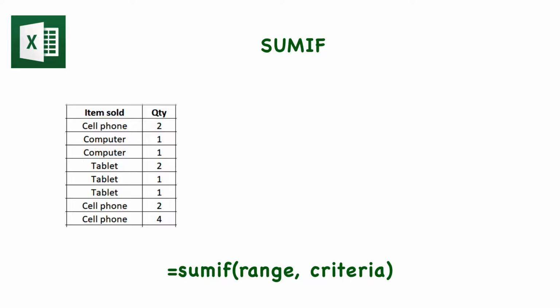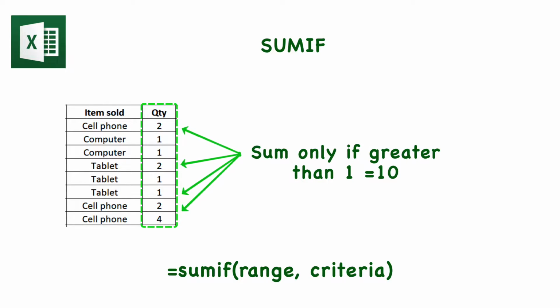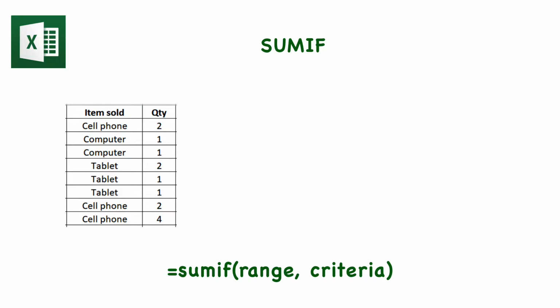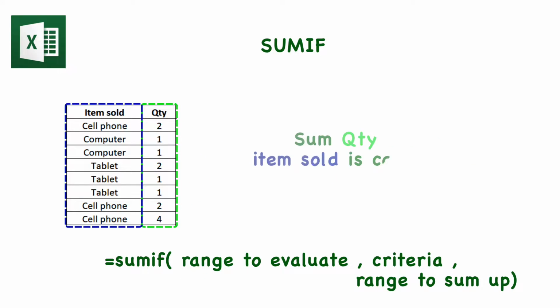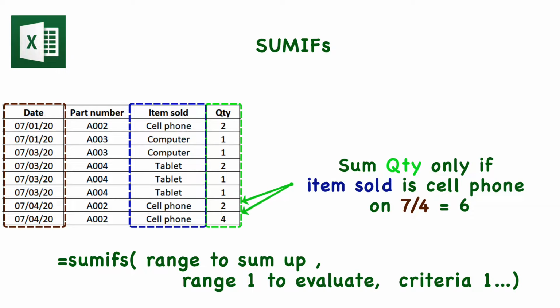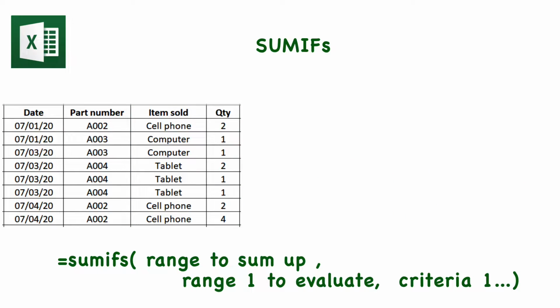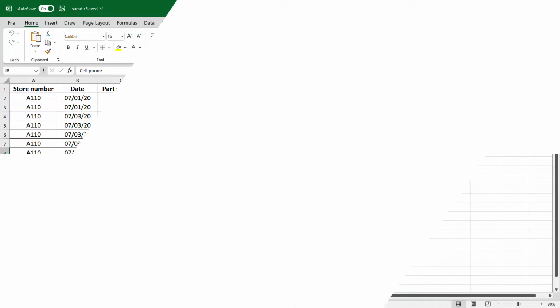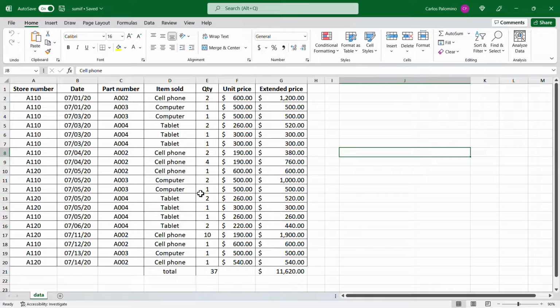The function SUMIF will help you to add up numbers from a range if a specific criterion is met. It also allows you to evaluate a separate range against a criterion and add up numbers from a different range. The function SUMIFS is similar as it allows you to add up numbers from a range, but you can evaluate multiple ranges against different criteria, up to 29 criteria. Let's see how they work with this sample data.